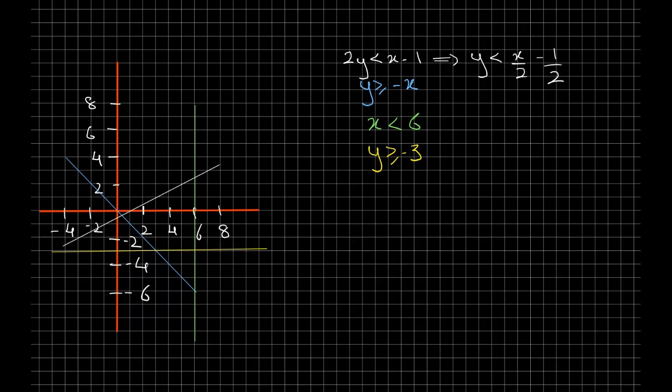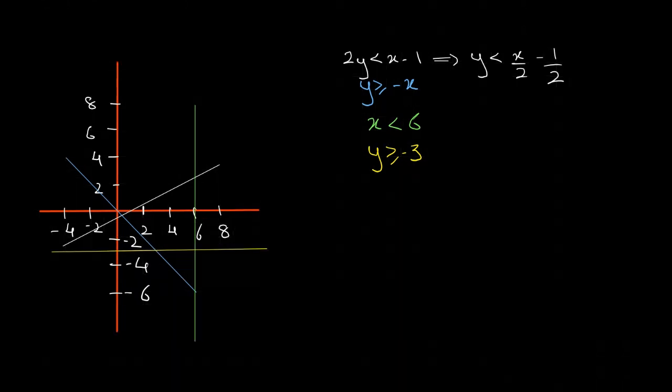Okay, so now let's get this clutter away. And now you can see that I have to be below the white line and above the blue line. I'm below the white line, above the blue line, to the left of the green line, and above the yellow line.